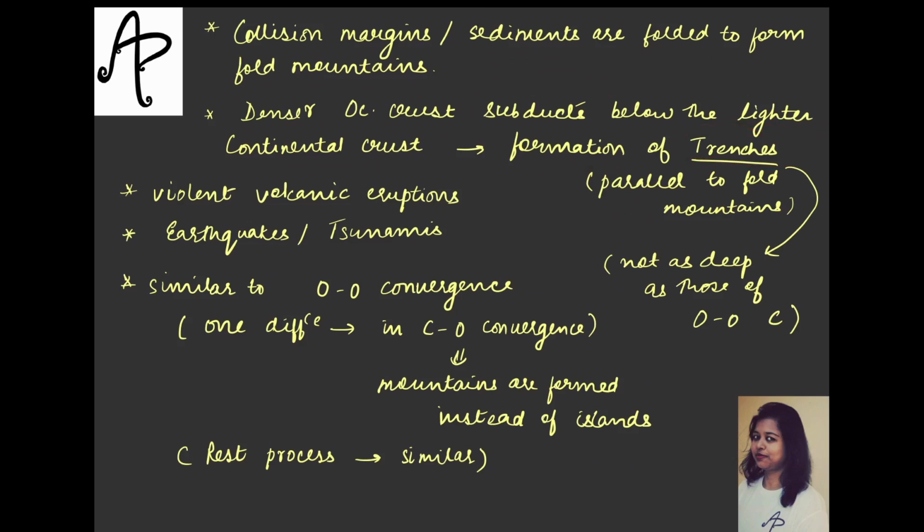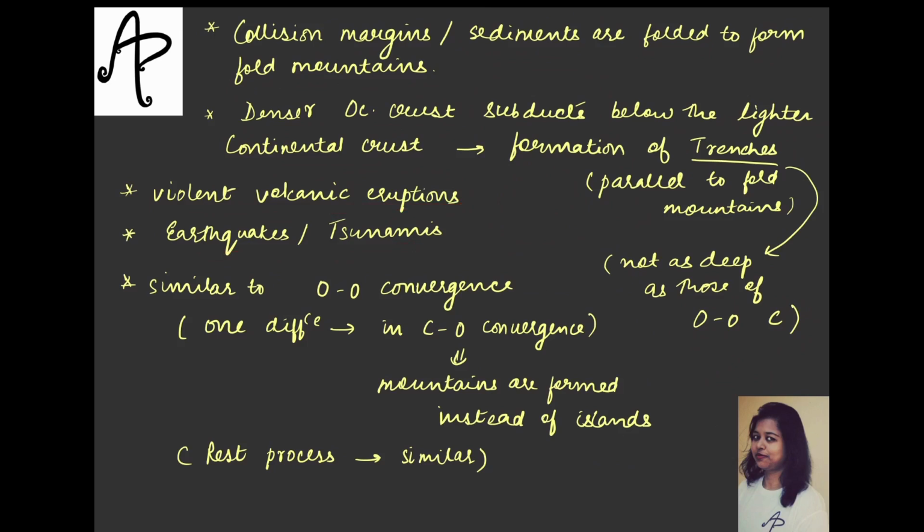But here we have to remember that the trenches which are formed due to the collision, or due to the convergent boundary which is oceanic-continental, are not as deep as those of the oceanic convergence. The trenches that were formed in that case were actually deeper, and we have talked about some of the deepest trenches also. I hope you remember. Other things associated with such convergence are violent volcanic eruptions. That is pretty obvious that will happen, and when this happens, earthquakes and tsunamis are also going to happen. Those are some of the very basic things to understand.